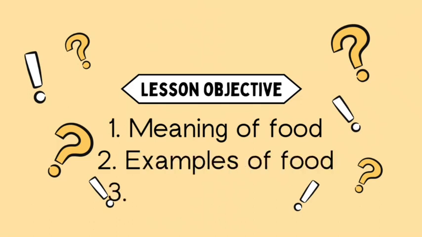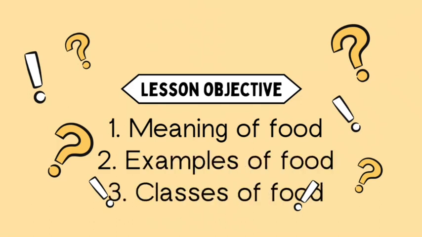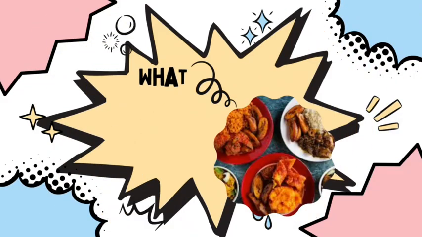1, we're going to look at the meaning of food. 2, we're going to look at examples of food. And 3, we're going to look at classes of food. Alright, so we're going to learn these things today.